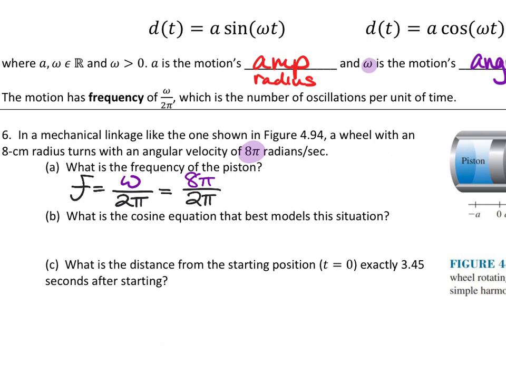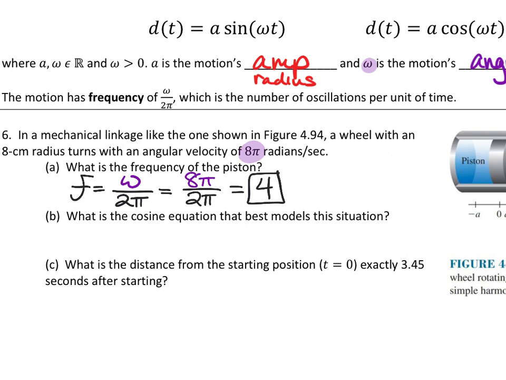What is the frequency of this piston? 4. Just 4. So this piston will oscillate 4 times every second. That's the frequency of the motion here.